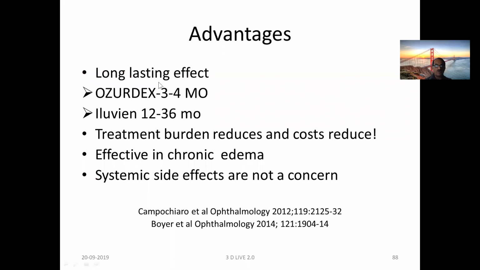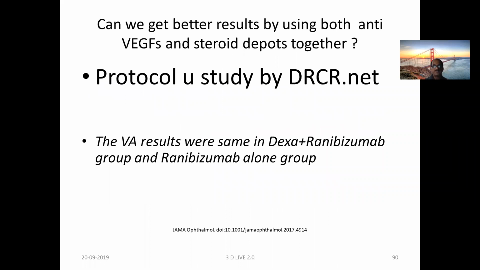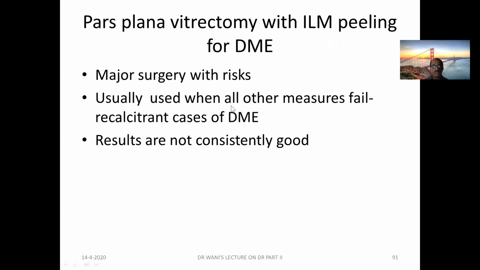The advantages I told you: Ozurdex lasts for 3 to 4 months, Iluvien lasts for up to 36 months. So the treatment burden and cost reduce. They are effective in chronic edema. Systemic side effects are not a concern, but of course they have the disadvantages of increased IOP and cataract, and intraocular steroids can sometimes exacerbate or elicit CMV retinitis and ARN because local immunity is reduced, so they may develop some ocular infections. A study examined whether we can give both anti-VEGF and steroid. It's called Protocol U. It said it's of no use, so don't combine.